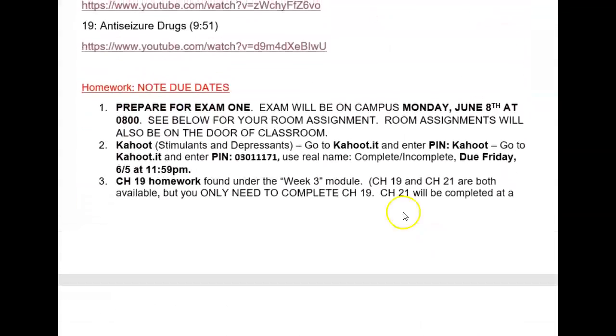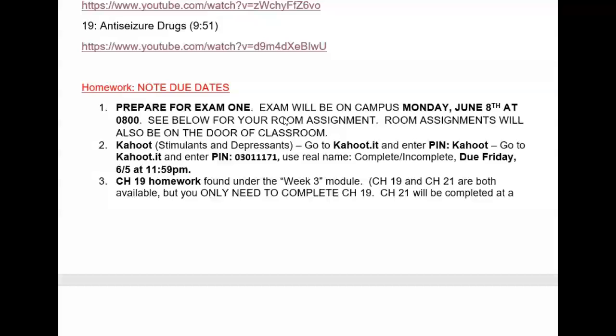So we'll start with homework. The first thing, prepare for exam 1. Exam will be on campus on Monday, June 8th at 8 a.m. So it starts at 8 a.m. when that door's shut. If you're not in there, unfortunately, you won't be able to join us. And you'd have to make arrangements with me to test within 24 hours. So let's see your room assignment. I'll show you that in a minute, and I'll also have room assignments posted at both classrooms because we're going to have to be split up for social distancing.